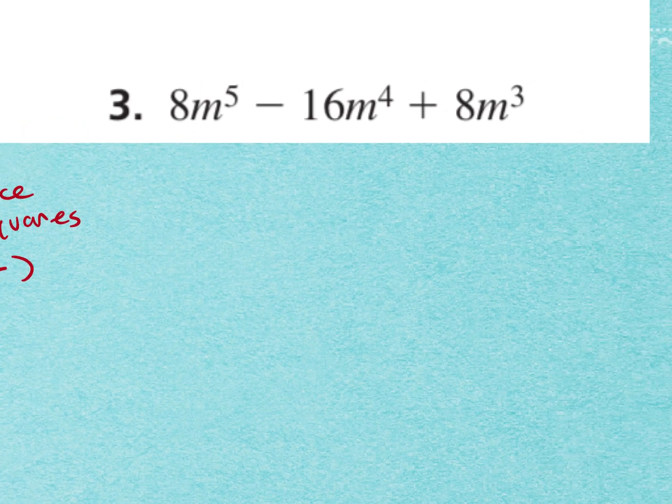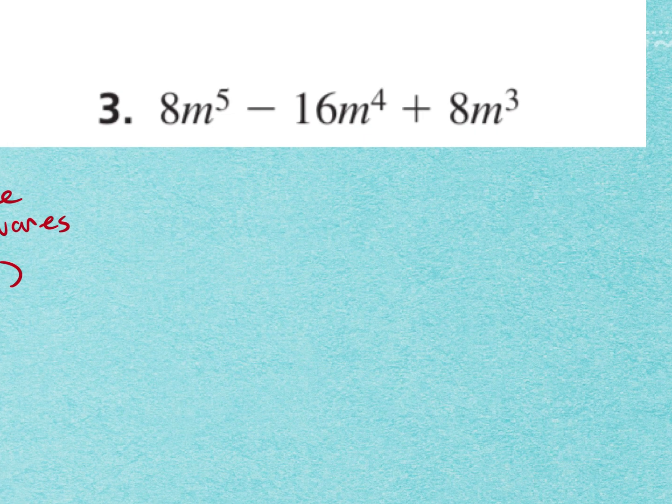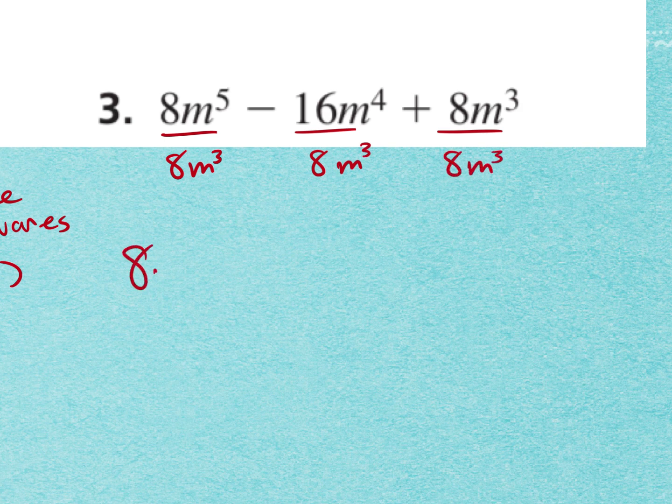All right, let's look at 3. What's my GCF? AM to the third power. Perfect. I can divide all of them by AM to the third power. I'm going to put that on the outside. What am I left with? M squared minus 2m.